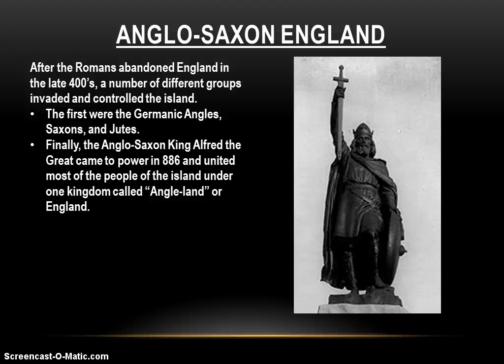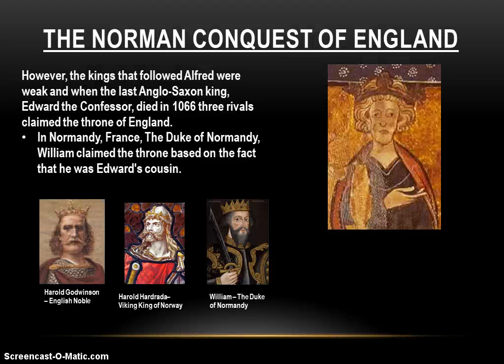Until finally, in 886, an Anglo-Saxon king by the name of Alfred the Great comes to power. And he unites most of the people in the island under one banner, defeats the Vikings, and creates this kingdom that comes to be called Angleland, the land of the Angles, Angleland, or as we know it today, England. This is what makes Alfred the Great great and what makes him important, and that's where England gets its name, from Angleland. Well, the kings that followed after Alfred were weak. They were back to that whole weenie state of affairs.